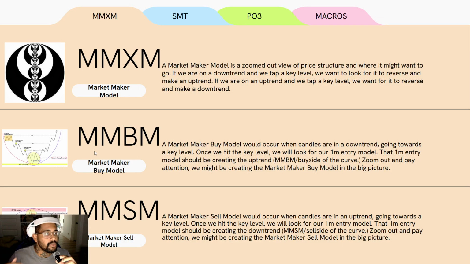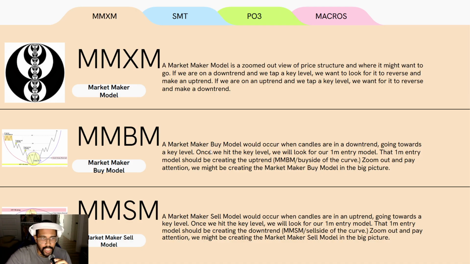So let's think of a market maker buy model, MMBM. MMXM is just market maker model. The X is the variable. It could be a market maker buy model or market maker sell model. Market maker model is MMXM. Market maker buy model is MMBM. A market maker buy model will happen when candles are in a downtrend, tap a key level like a 4-hour fair value gap, 15-minute fair value gap, hit liquidity, and then start popping up. That's the market maker buy model.